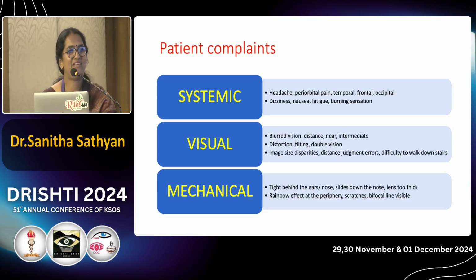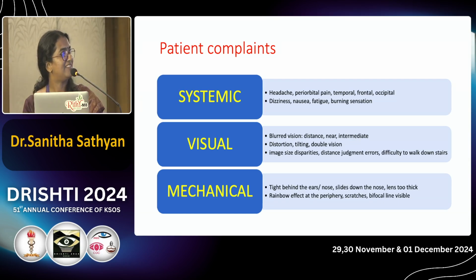So patients will have a lot of complaints. We'll try to group them as systemic, visual and mechanical. What are the systemic complaints? Headache. Patients say, I get a terrible headache after wearing the spectacles. Where is the headache? It can be anywhere, periorbital, frontal, even occipital, temporal. The whole head. Don't think that the patient is lying. It can produce such a difficult symptom. They might also have dizziness, nausea, fatigue, and even a burning sensation.